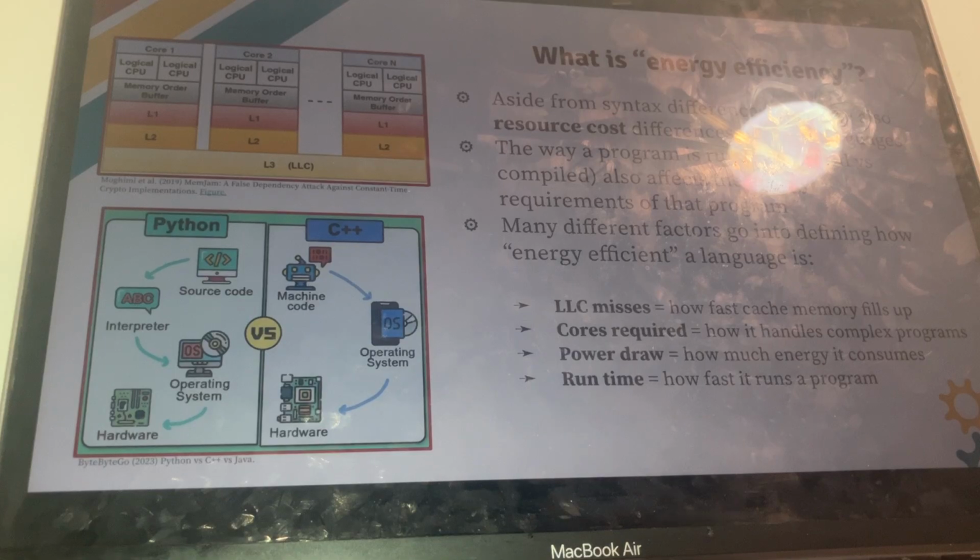For example, a program that's compiled talks directly to your computer's operating system, whereas a program that's interpreted has to go through a translator first, which requires more energy. Many different factors go into defining how energy efficient a language is.